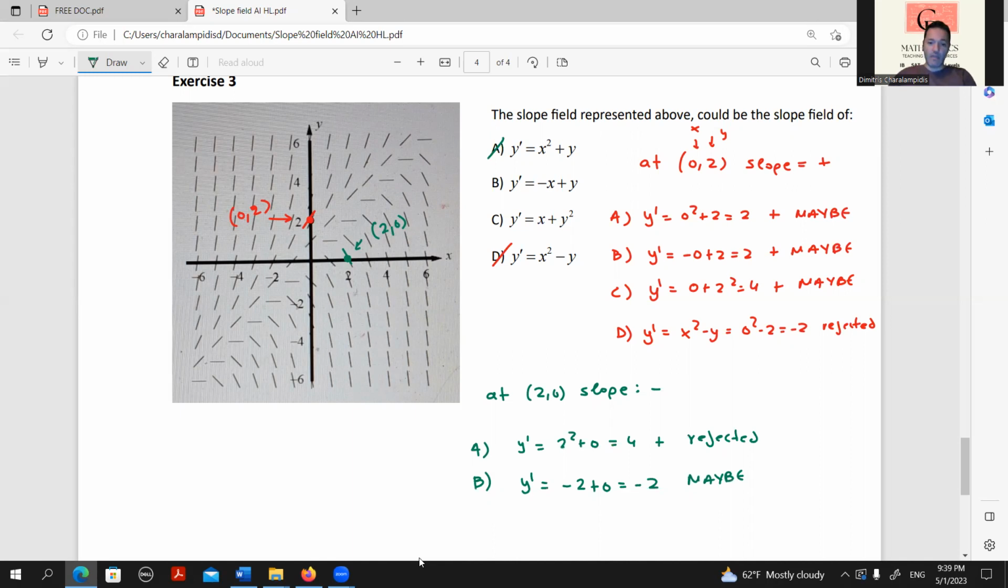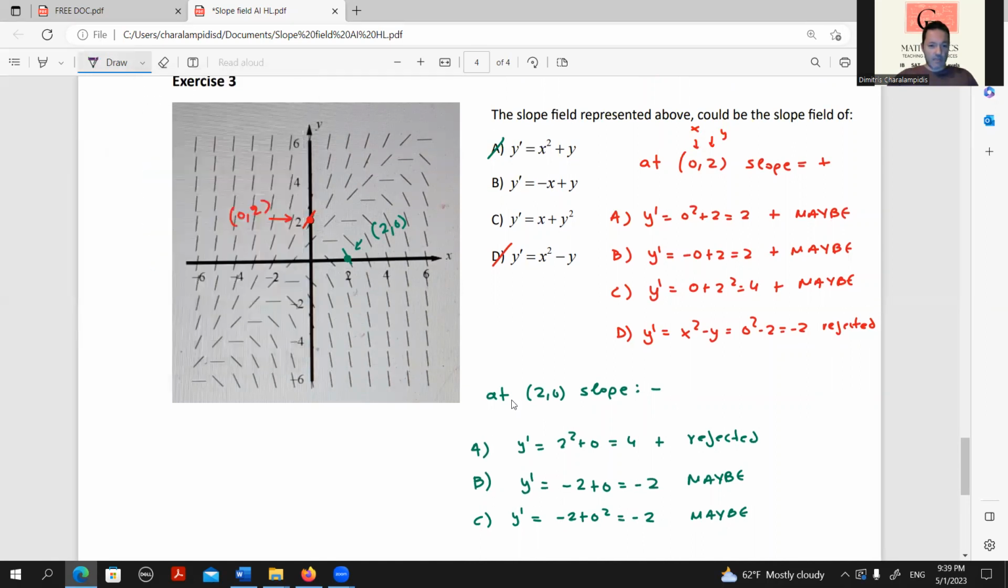In B, y derivative is minus 2 plus 0, which is minus 2, and it could be that. In C, it should be minus 2 plus 0 squared. It is minus 2, so once again, maybe would be there. So from 2, 0, we have rejected A.